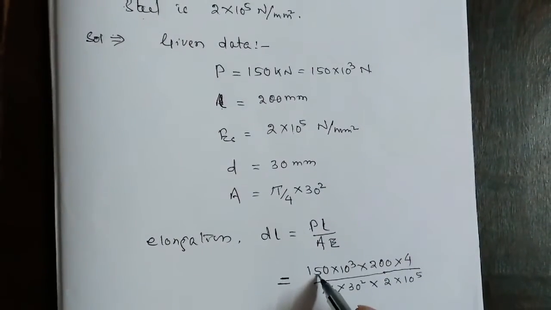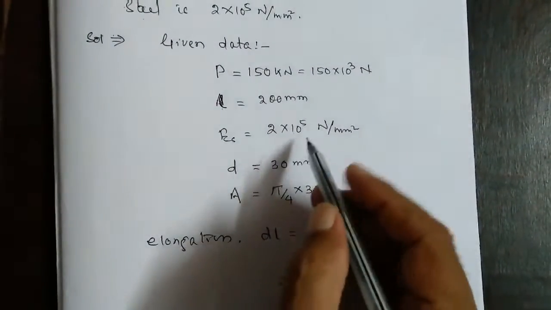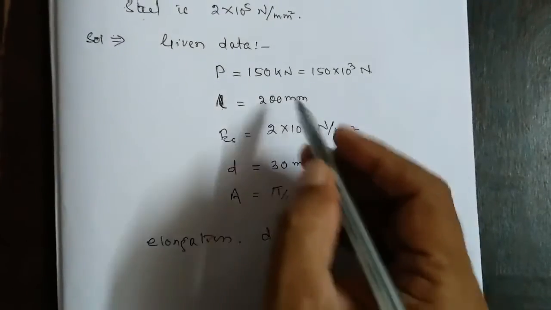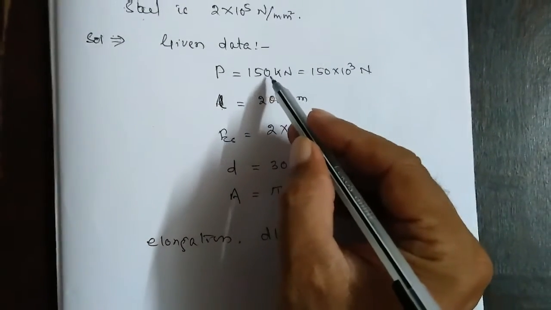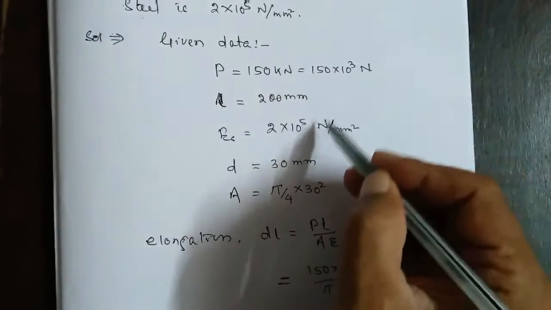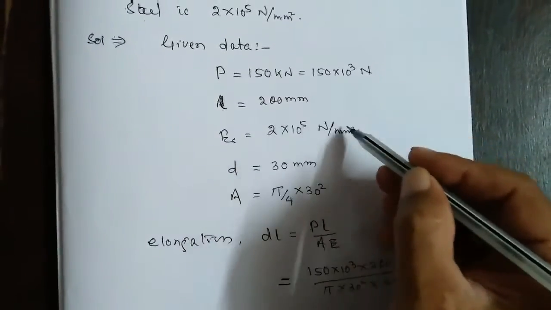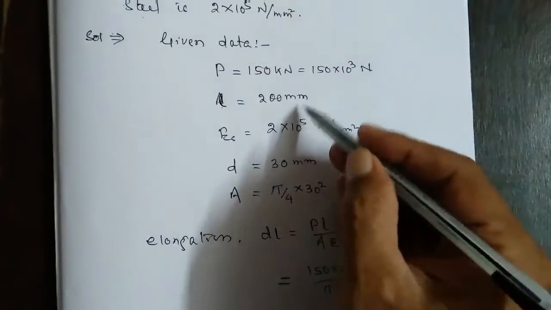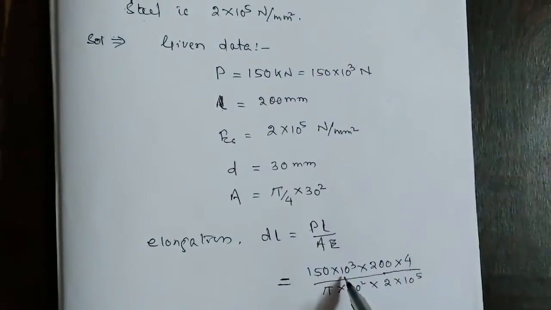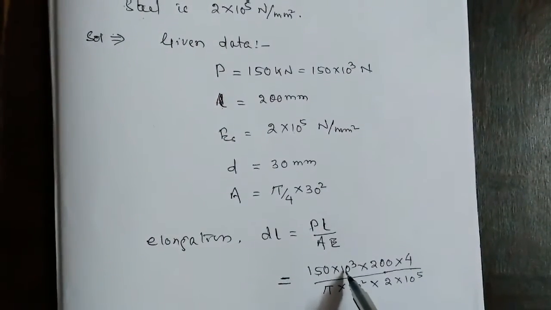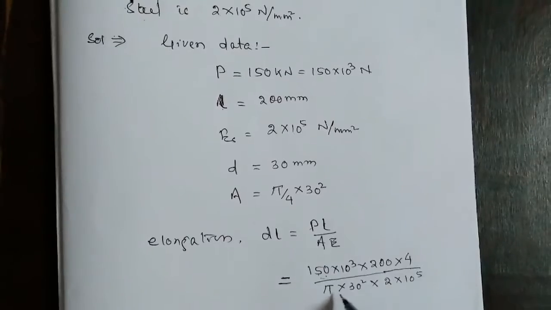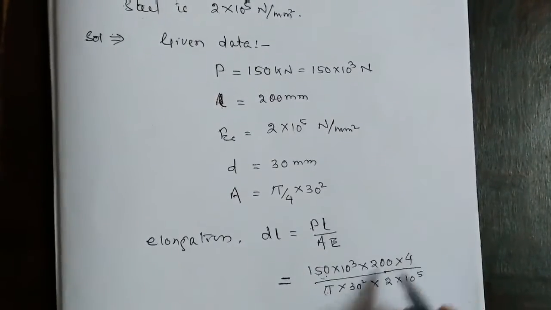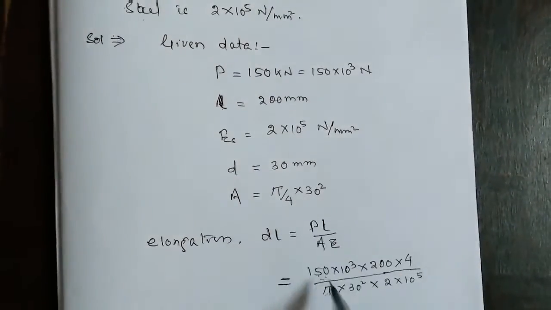Substituting the values of P, L, A and E, for P we can write 150. See here, E is in Newton per mm square and P is in kilonewton, so it is better to convert this into Newton. So all the loads will be in Newtons and all the linear dimensions will be in millimeters. So 150 into 10 power 3 is the load in Newton. This is length.